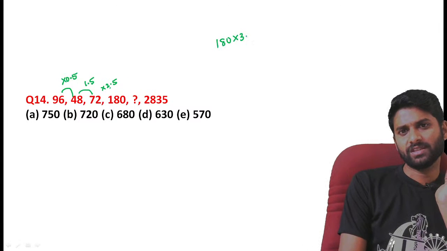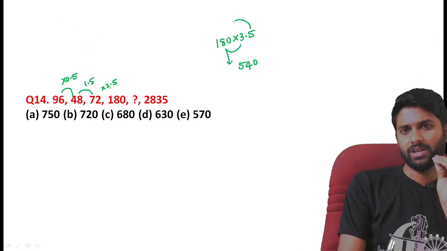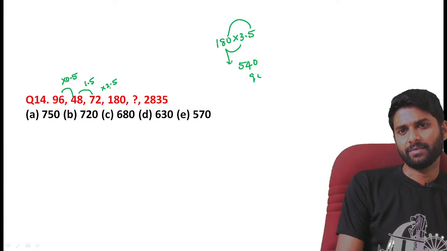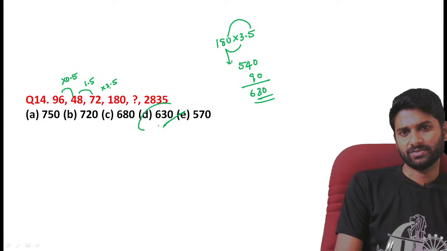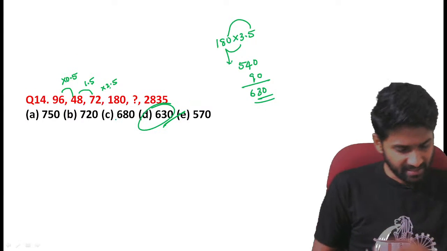180 is multiplied by 3.5 times. Now see, 18 threes are 540. So 540 off of 180 means the value becomes 90. So the value becomes exactly equal to 630. So here the value we can replace is 630 days.